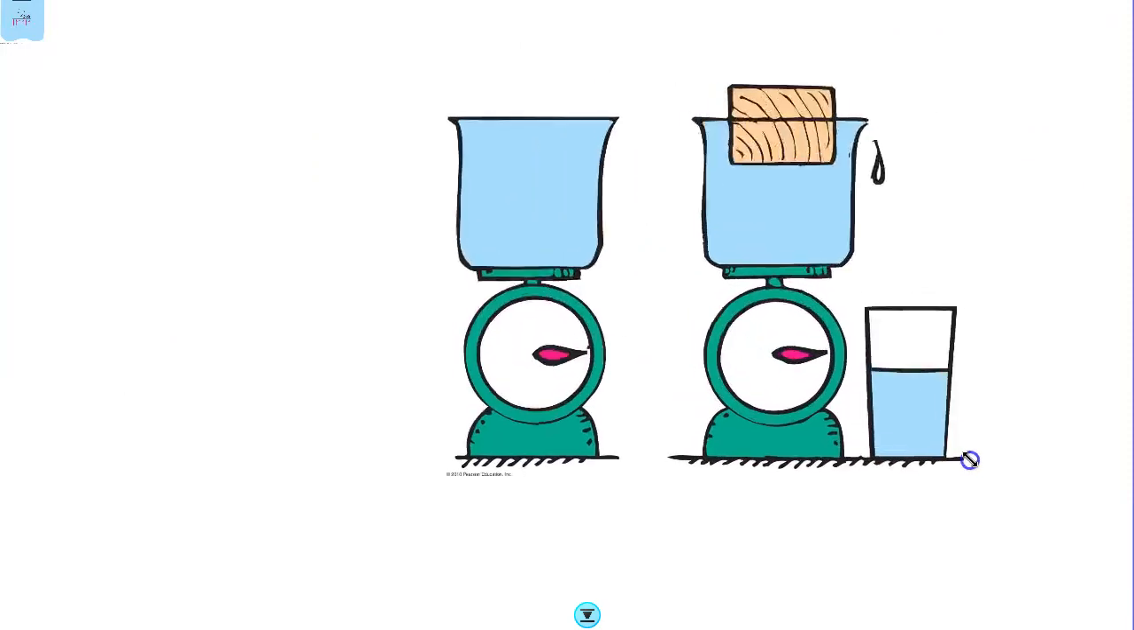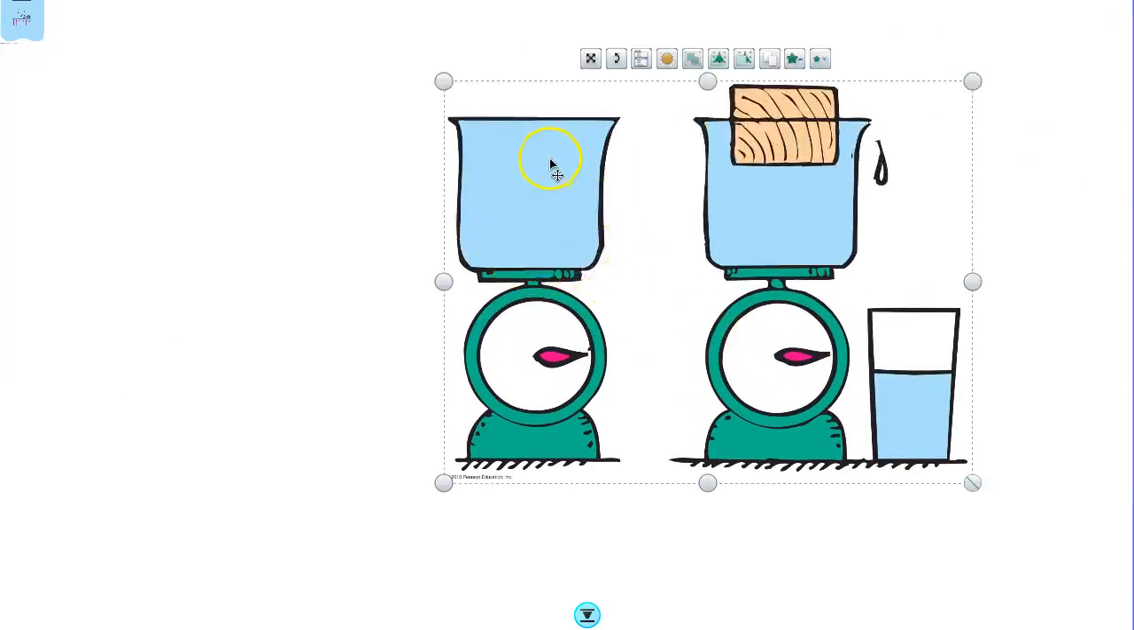One last check. If we have a beaker full of water and we stick a piece of wood in it and it causes water to overflow, what's going to happen to the mass that the scale is measuring here? Or the force, I should say, the newtons that the scales are measuring.